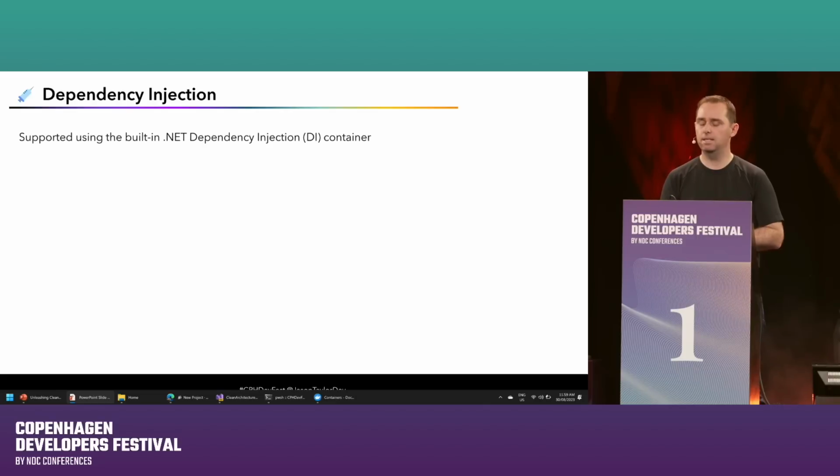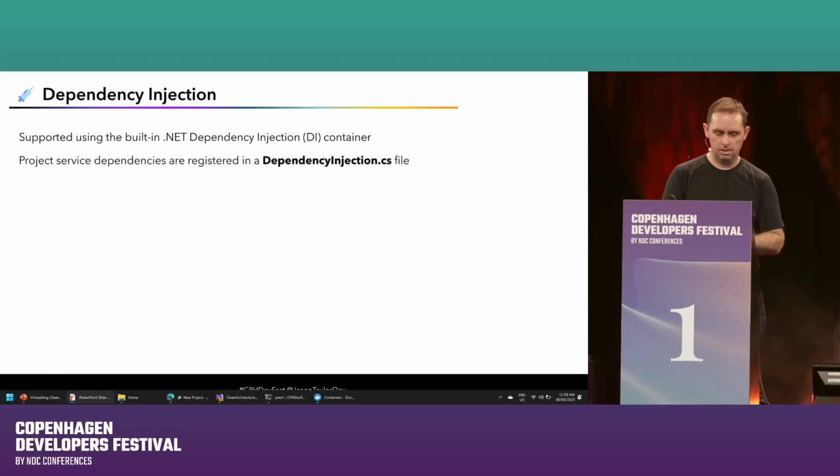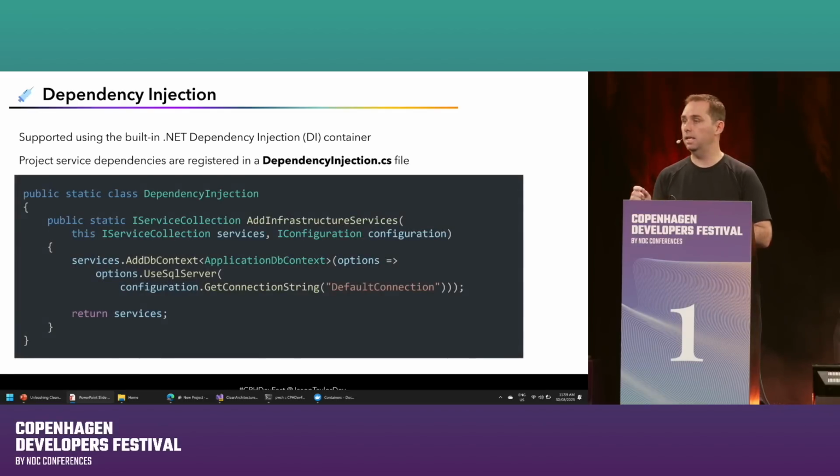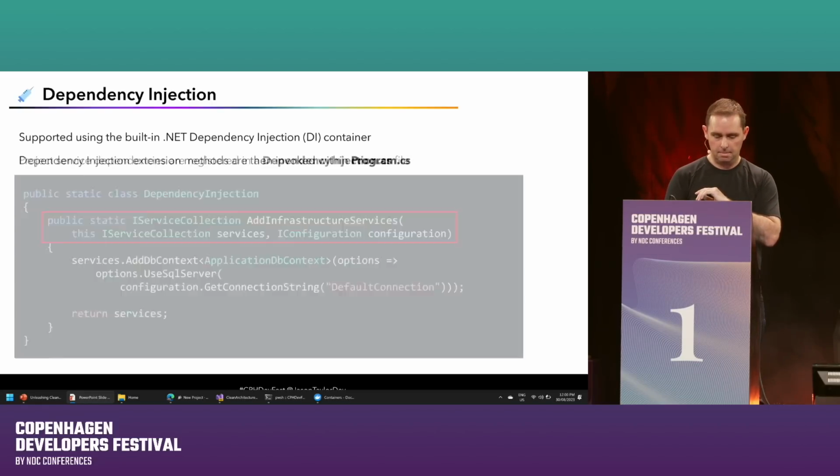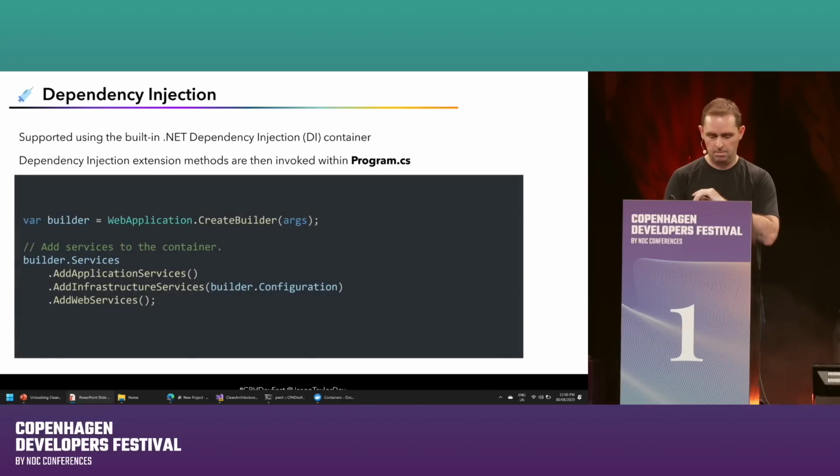All right, next up, dependency injection. So I'm using DI with .NET out of the box, but I tend to break up project service dependencies into individual modules. So I create an extension method on IServiceCollection, and that way I can register, say, all of the services for infrastructure in the infrastructure project, all of the services for the application layer in the application project. And that really helps to keep my composition root, which is program.cs, nice and simple and clean.